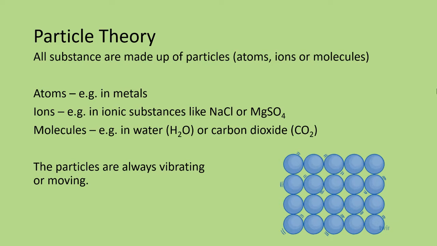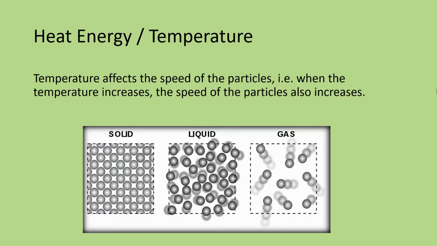So the atoms make up metals. If the atoms lose or gain electrons, they form ions. And they can join together to form ionic substances such as sodium chloride or magnesium sulfate. Or the atoms can join together to form molecules, for example, in water or carbon dioxide. Part of particle theory is that the particles are always vibrating or moving.